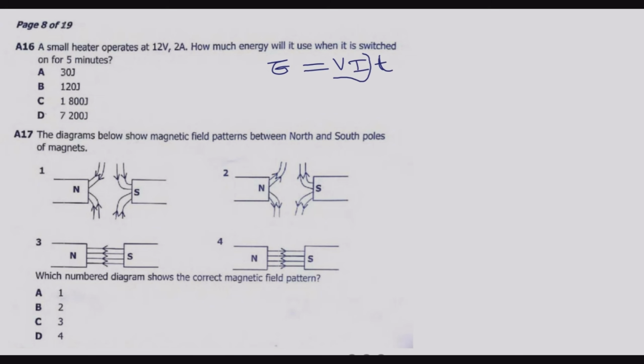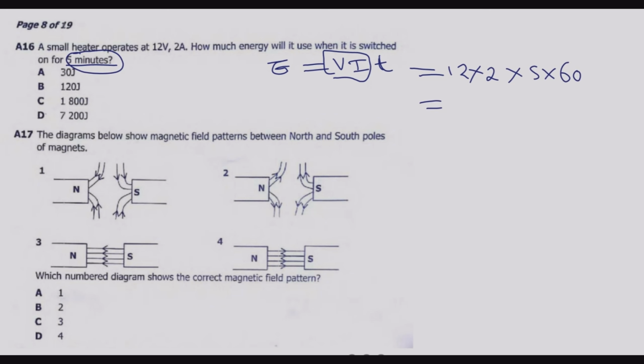This part is giving us the power used, then multiplied by time, we are going to find the energy. So we have voltage is 12, then current is 2, then times 5 minutes. Now time should be in seconds, because we are finding in joules. So it will be 5 times 60 seconds, because in a minute there are 60 seconds.